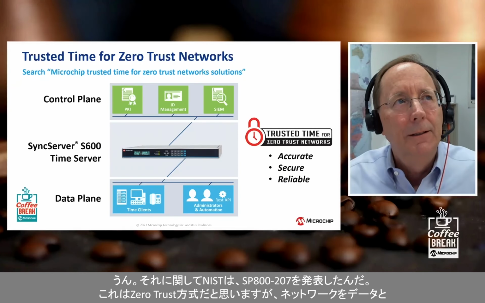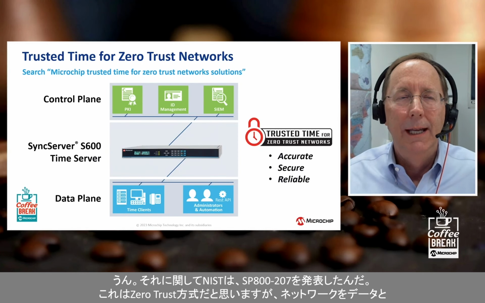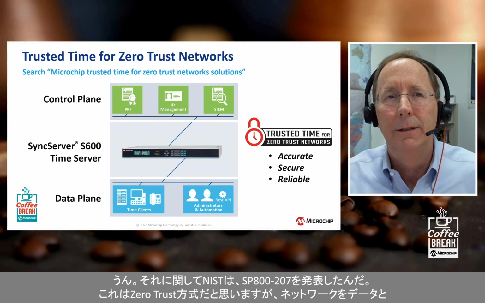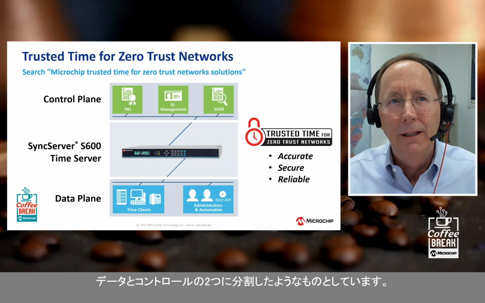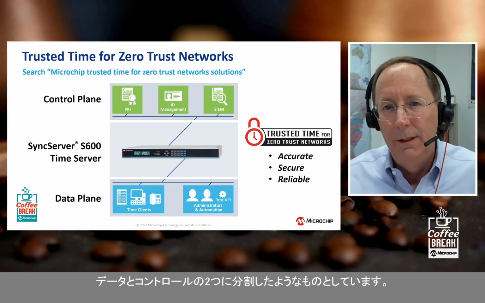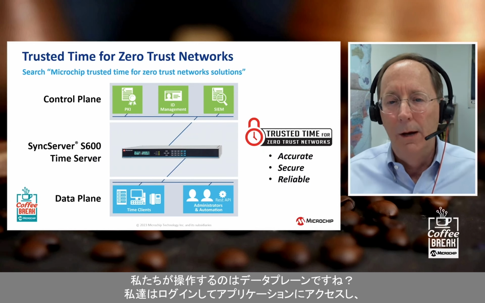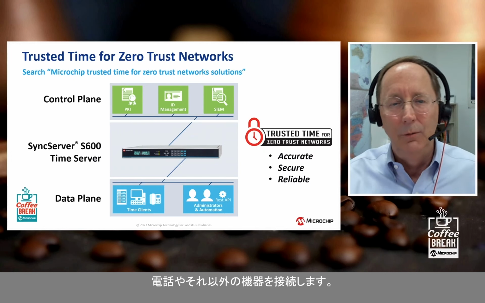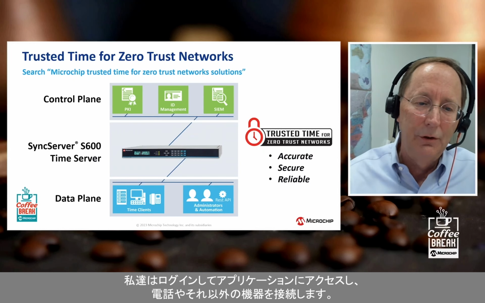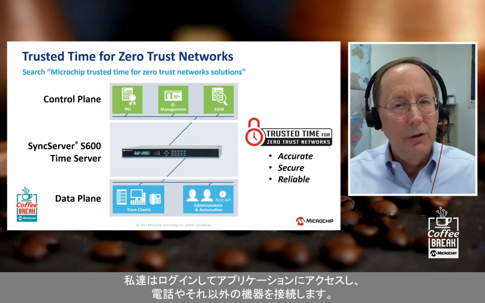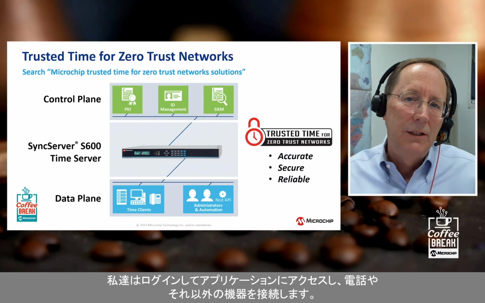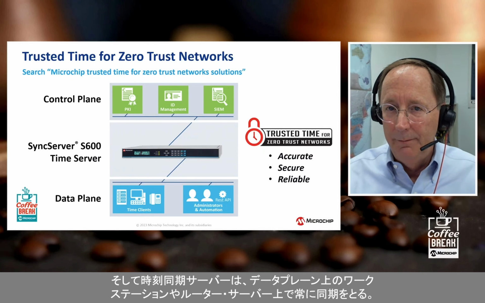Okay, and where does the sync server sit within the overall architecture of the system? Yeah, so NIST came out with a publication, 800-207, I think it is, Zero Trust Architecture, and they divided the network into two parts. They have a data plane, and that would be the plane that we operate on, right? We log in and we go to applications and we connect our phone and everything else, and the sync server synchronizes all the time on the workstations, routers, and servers down on the data plane.